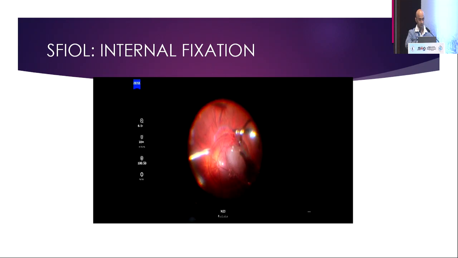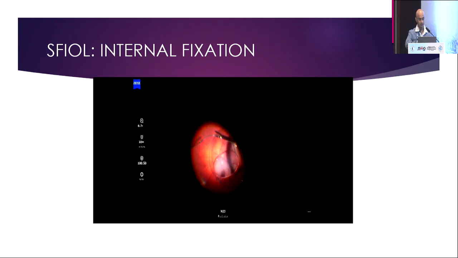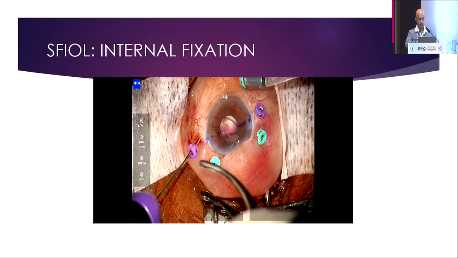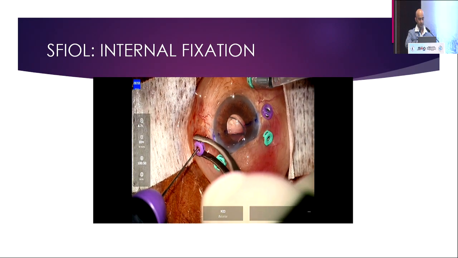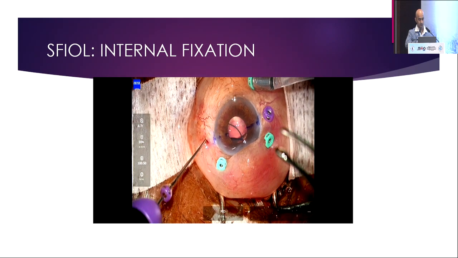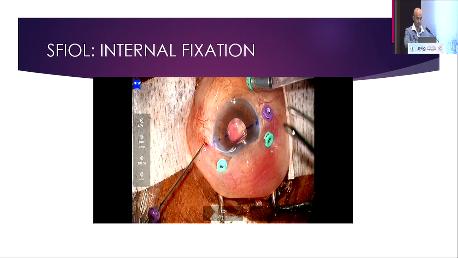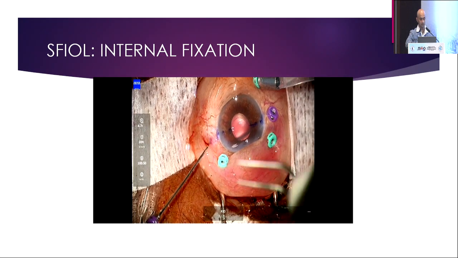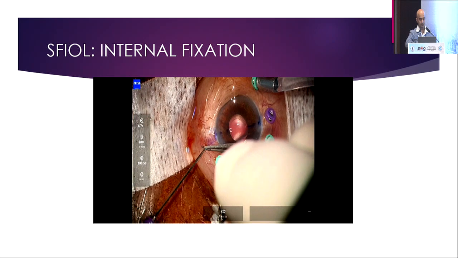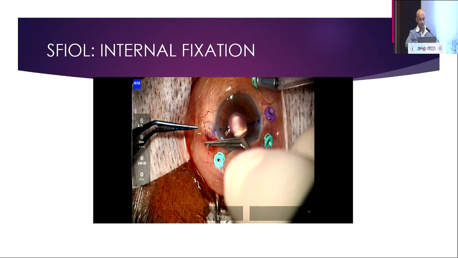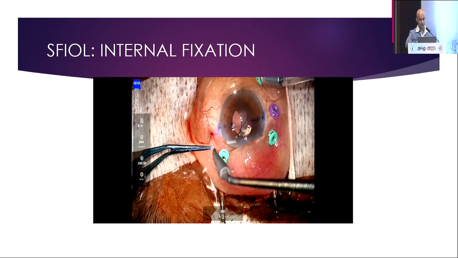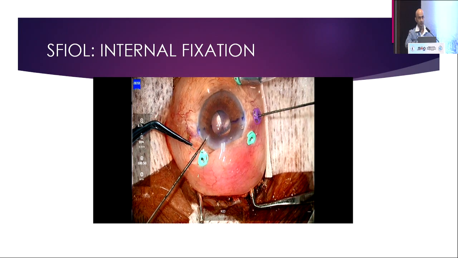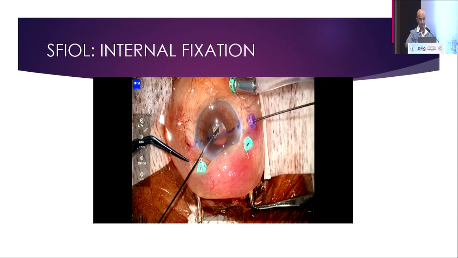So this handshake technique will allow me to get the haptic out from one side, and care is taken that the cannula is withdrawn so that I don't entangle the haptic into the cannula. So once the haptic is out, we flange the lens, and then the same procedure is followed on the other haptic.